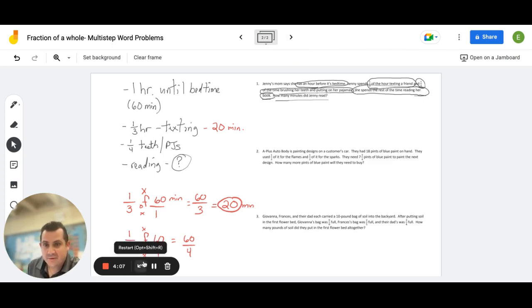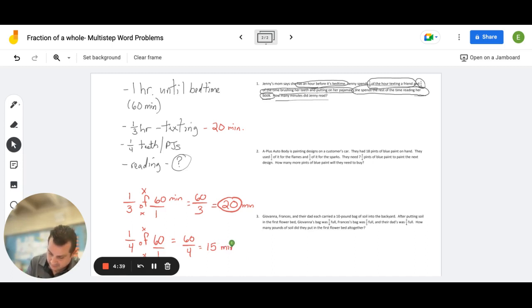60 divided by 4. Oh, I don't want to mess with this. I know you can see that timer. Equals 15. And if you don't know, you could do 60 divided by 4. 4 goes into 6 one time. That's 4. Bring down the 2. I'll subtract to get 2. Bring down the 0. 4 goes into 20 5 times. And that would be your 15 minutes. Okay? I'm going to erase that.